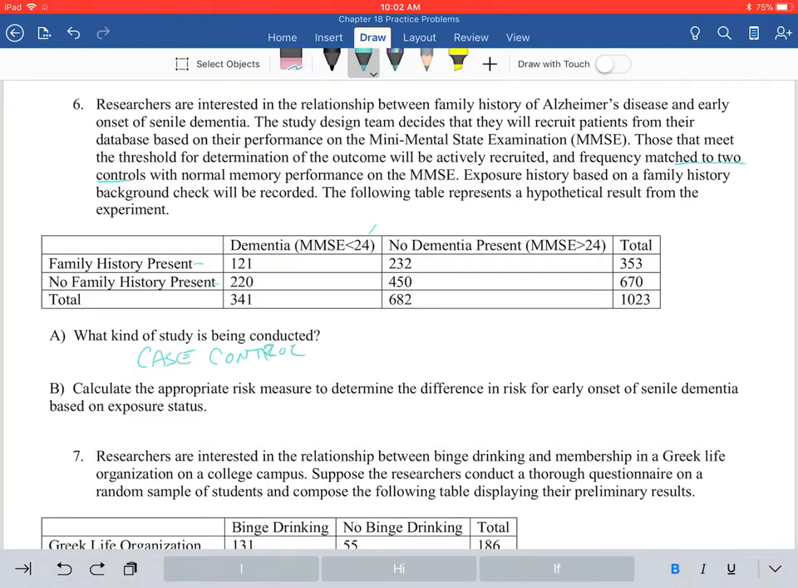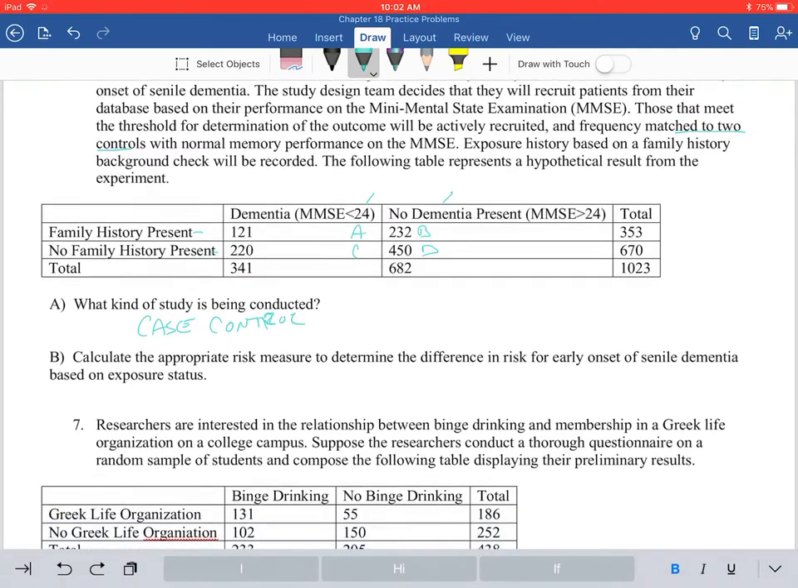And as you can see, we have our 2x2 table here, where we have family history present, no family history present, and whether they have dementia or no dementia. So our 2x2 table is shown here, A, B, C, and D. Part C says calculate the appropriate risk measure to determine a difference in risk for early onset senile dementia based on exposure. Well, if you have a case control, you're going to be doing an odds ratio.